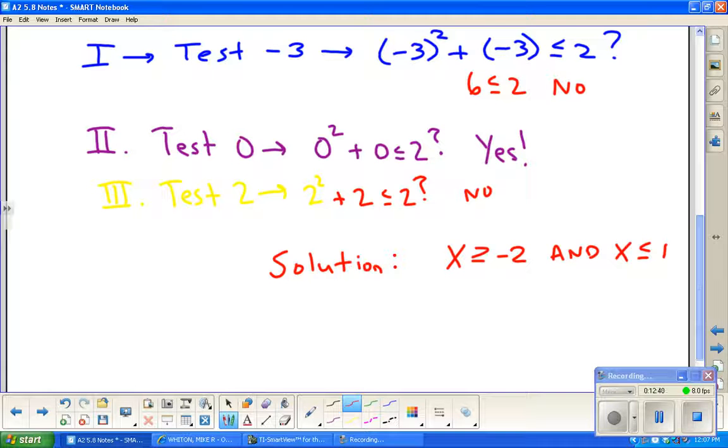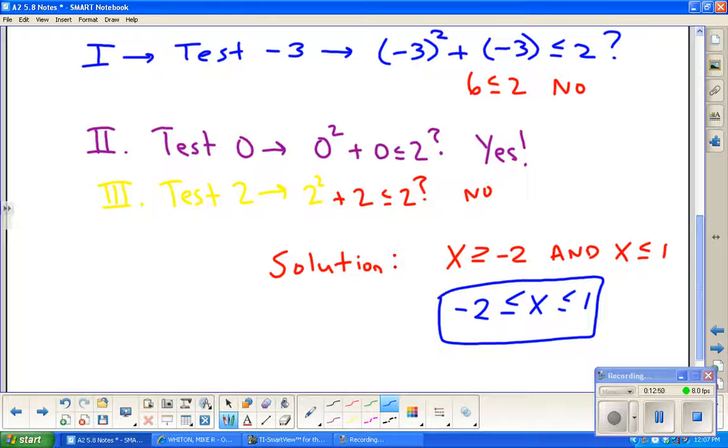The other way, like the way the book's going to show it, is write it as a compound inequality. So something like -2 less than or equal to x less than or equal to 1. That says the exact same thing. It's just more compact, a little shorter. It's basically saying that the number has to be sandwiched in between -2 and 1. Okay, those are the numbers that'll work.